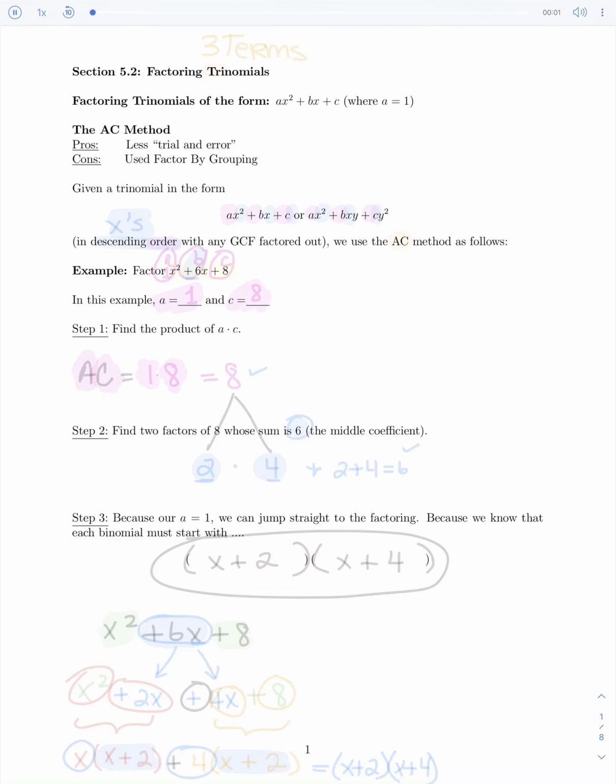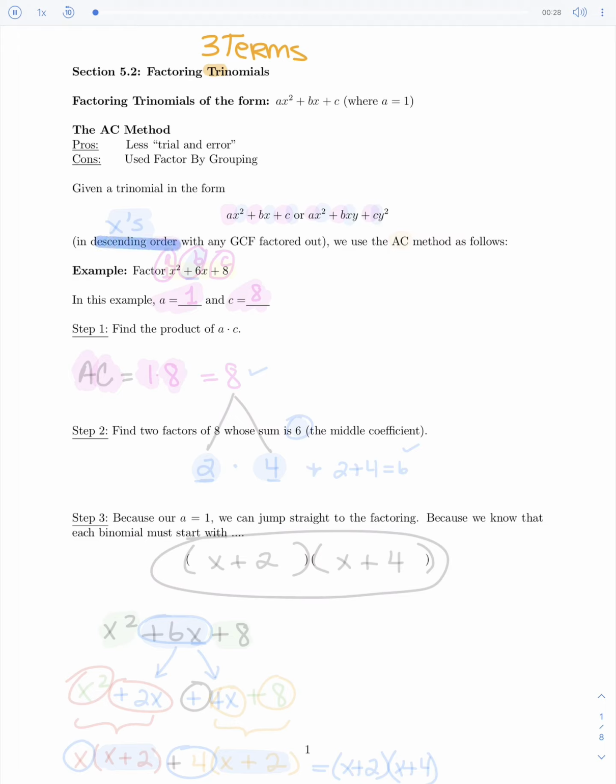So in 5.2, we're going to look at what's called factoring trinomials. When we see the word tri in trinomials, that means that we're looking at things with now 3 terms. In the last section, we were mainly looking at things with 4 terms. Now, when we're dealing with 3 terms, we want them to be in what's called descending order.